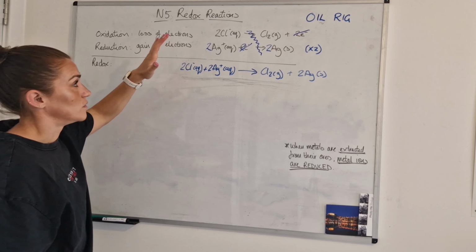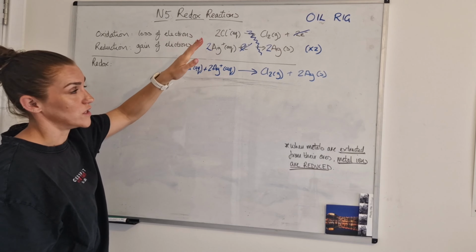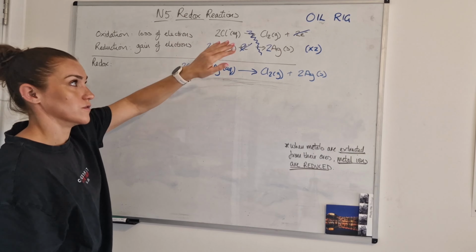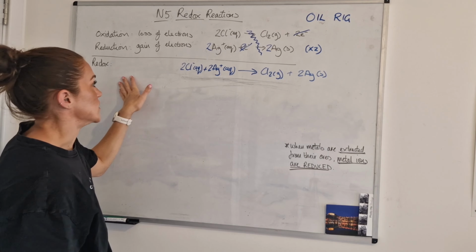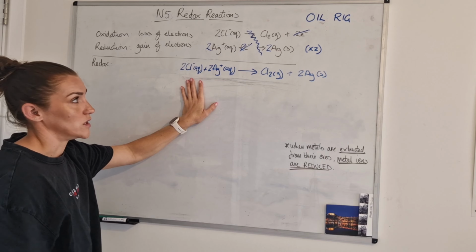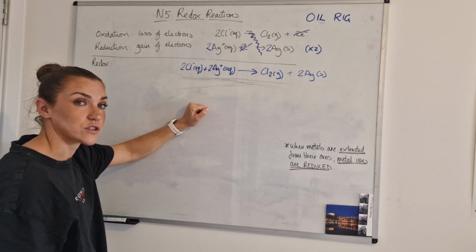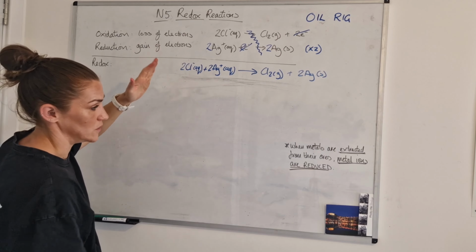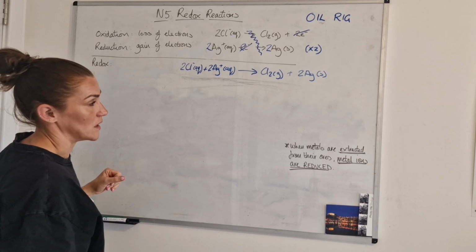Okay, so main things to remember so far: oxidation is loss of electrons, reduction is gain of electrons, and to write the overall redox equation you need to get the electrons to be the same number and then they can cancel out and you just mush everything together.